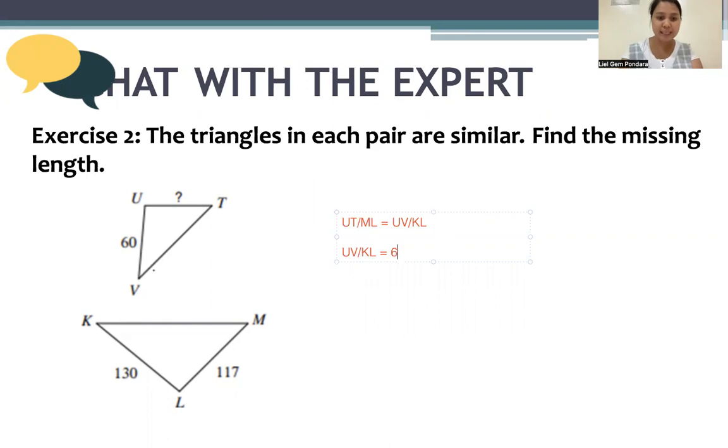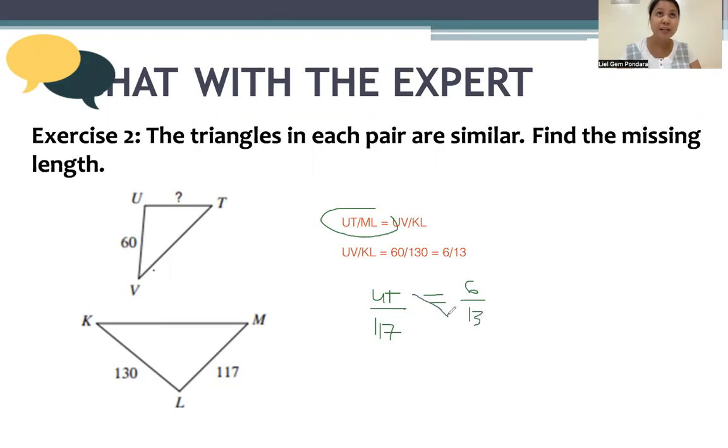That is 60 over 130. So our scale factor is 6/13. Now, we write it. So let's check with UT and ML since it's missing. UT over ML, that's 117, should be equal to 6/13.